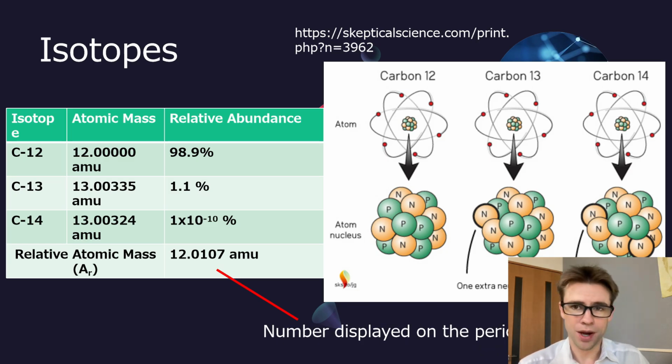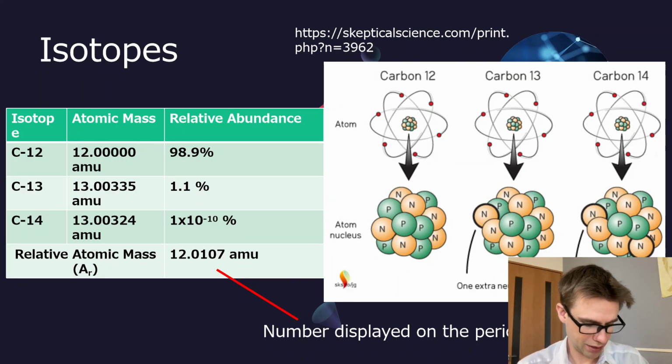But the relative abundance of this is 98.9%. The relative abundance is how much, if you take a random sample from somewhere on Earth, how much of that will be carbon 12? The answer is 98.9%. It's quite consistent. Carbon 13, though, is about 1.1%, and carbon 14 is like 1 in 1 trillion carbon atoms, which is 1 times 10 to the minus 10%. Very uncommon, but still exists and is stable enough for us to detect it.